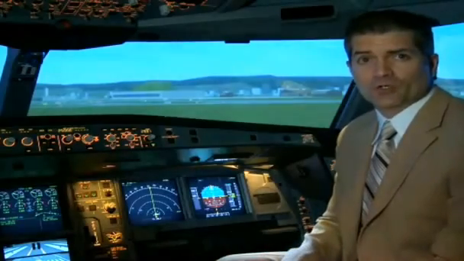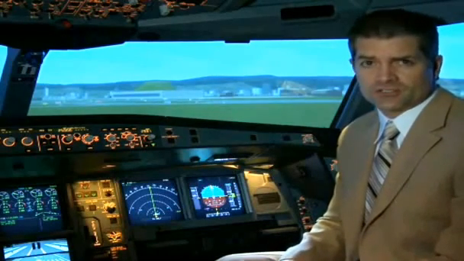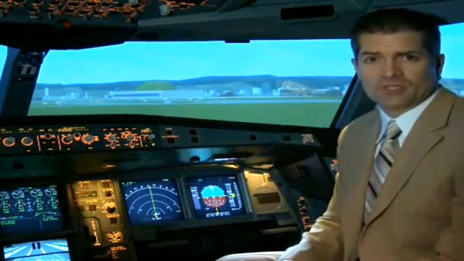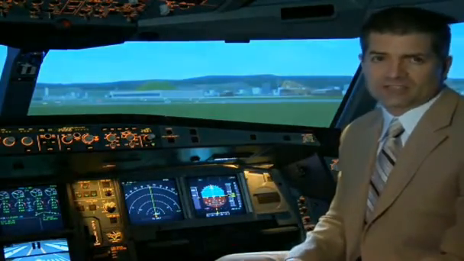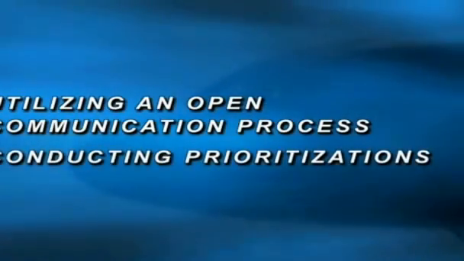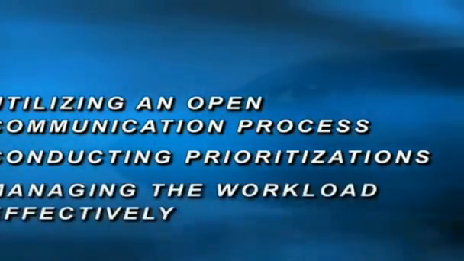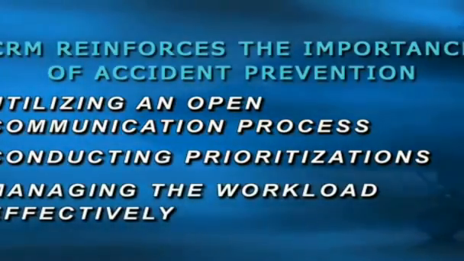Simply put, crew resource management represents yet another layered tier under the preconditions for unsafe acts. Being able to recognize active and latent conditions helps in the prevention of an accident. By utilizing an open communication process, conducting prioritizations, and managing the workload effectively, CRM reinforces the importance of accident prevention.